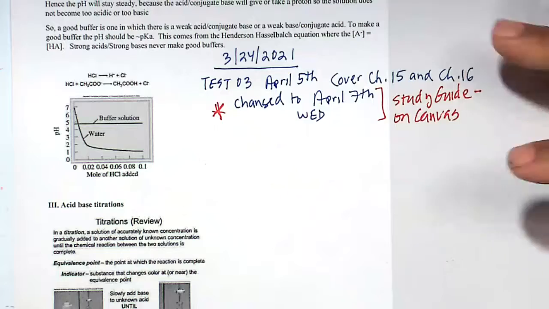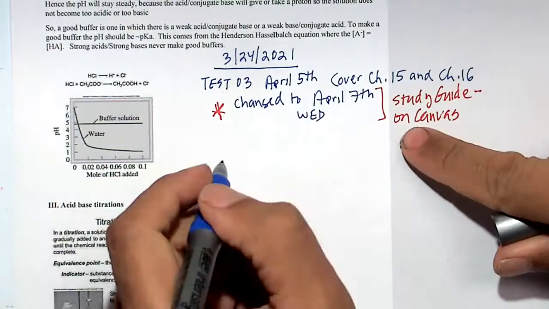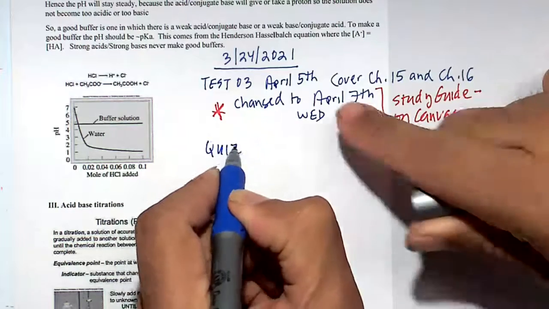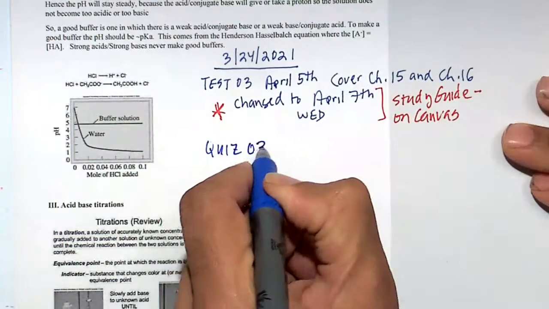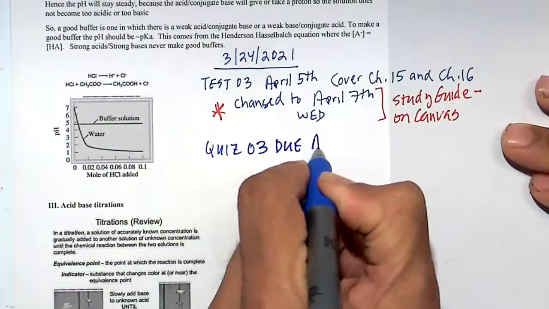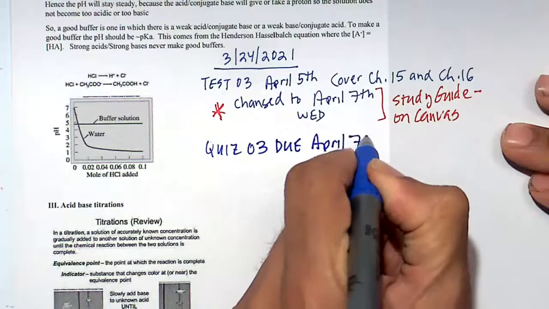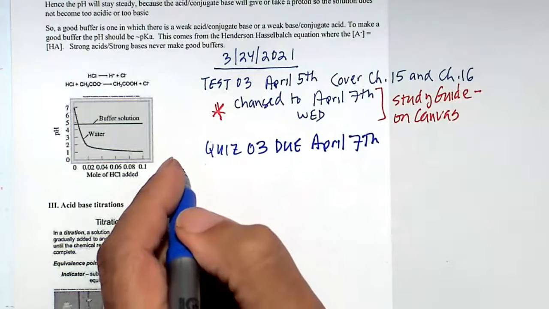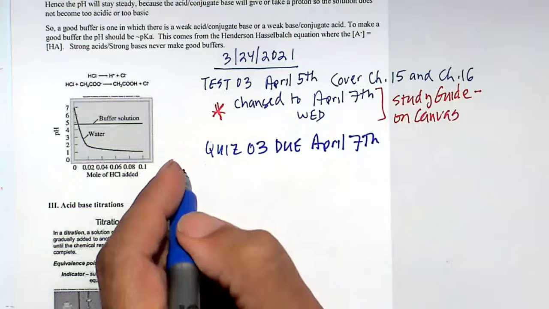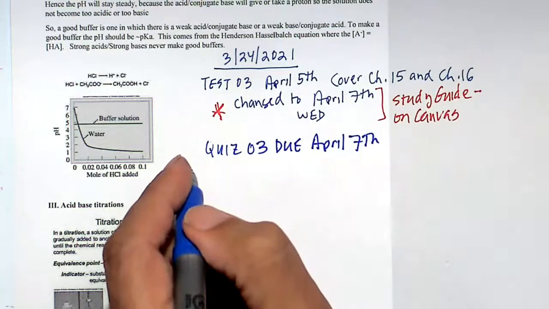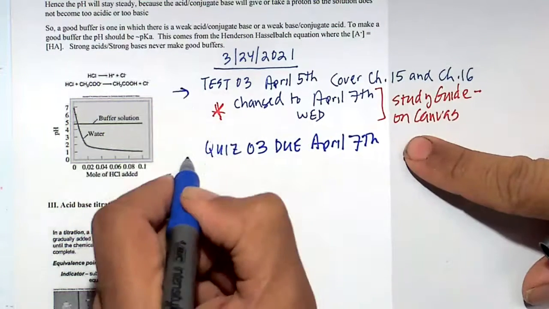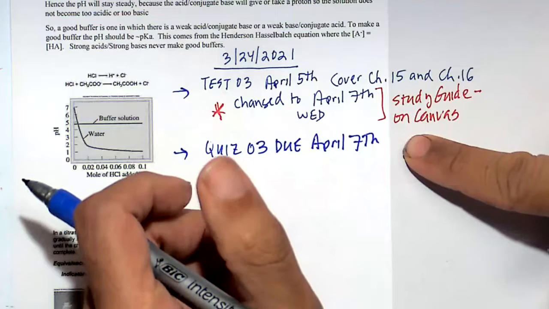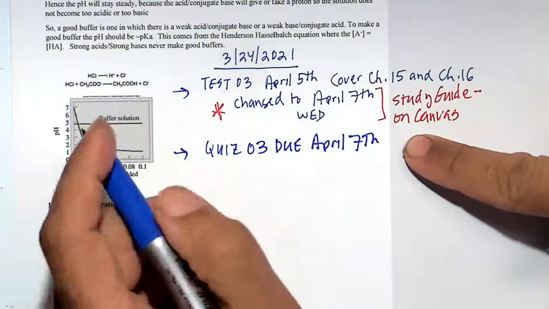And also, the way my system works, your quizzes are due on the same day as the test. So quiz 3 will now be due on April 7th. Please make a note of that. Start working on quiz 3 incrementally, at your own pace, so that at that time you'll be able to upload it to Canvas. And by the way, I do drop one quiz. So quiz 1, quiz 2, quiz 3, quiz 4, I drop one of the quizzes.